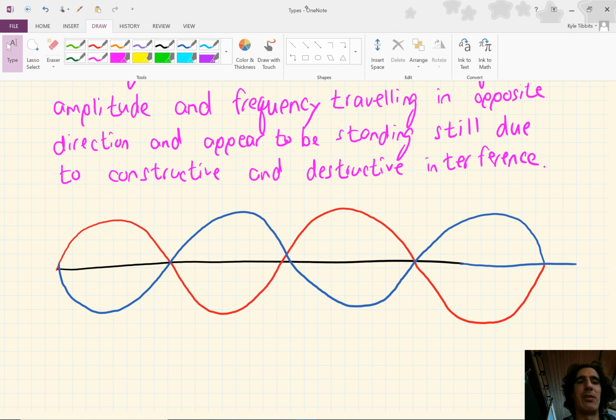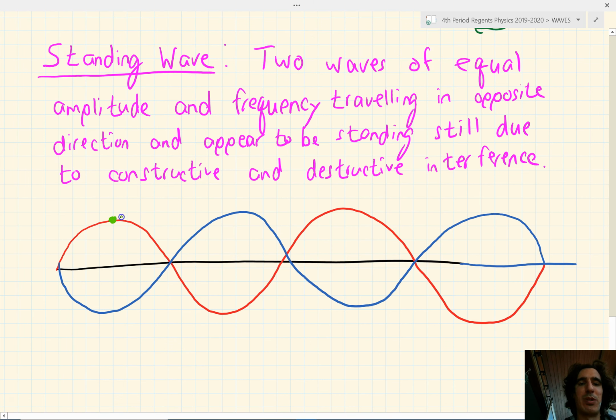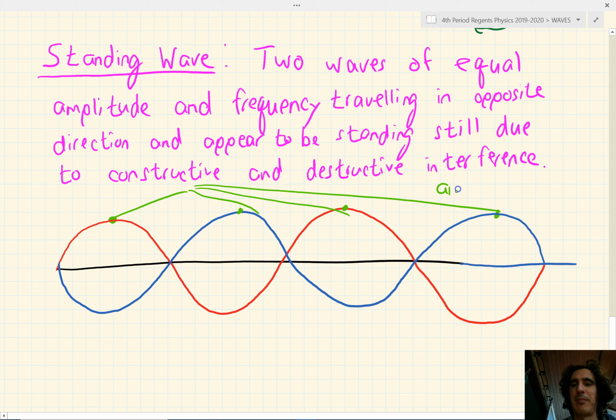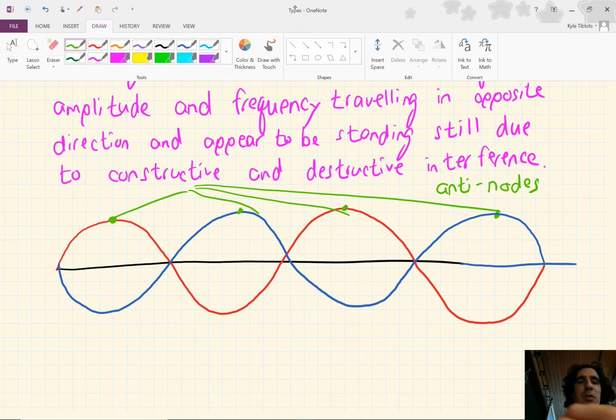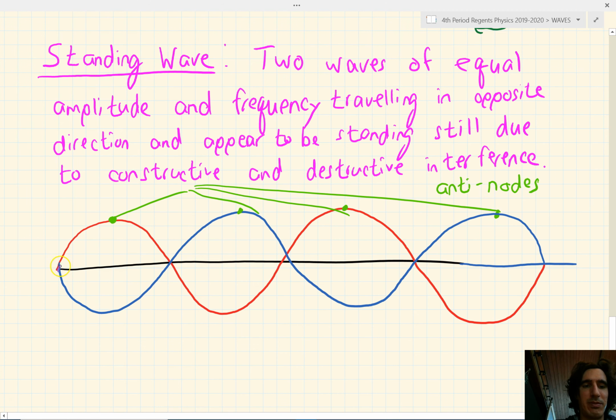Now if this were our standing wave, where we get the maximum amplitudes, or the crests, those are called our antinodes. Sorry, I should have drawn this lower. And then the periods where we have destructive interference, where the wave is not moving at all, or where the amplitudes cancel out, those are called the nodes.